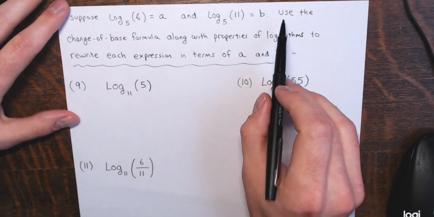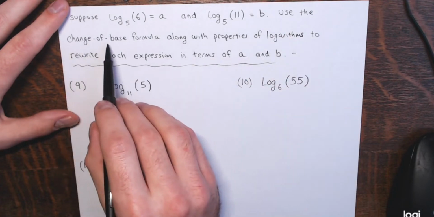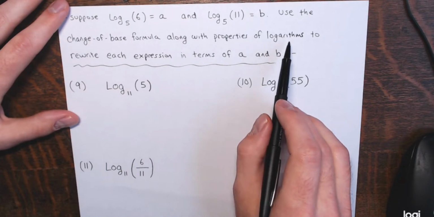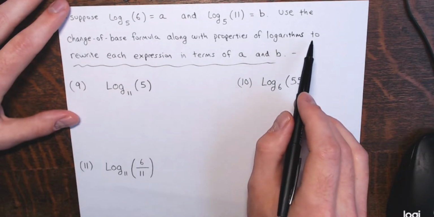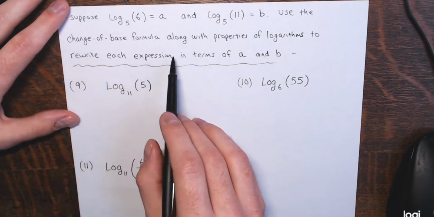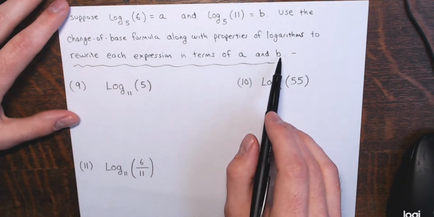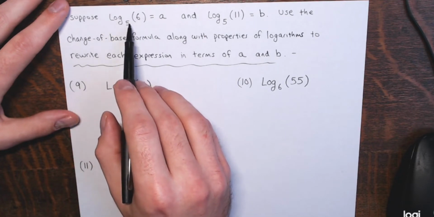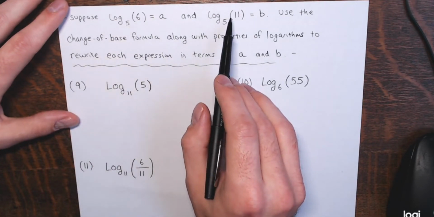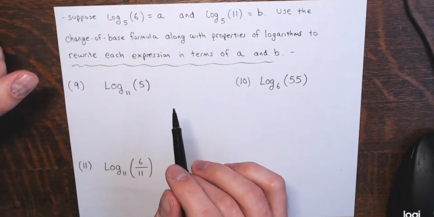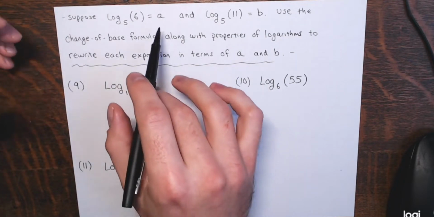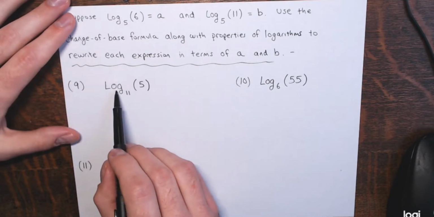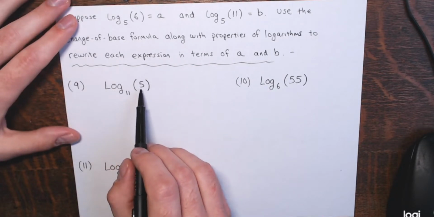So we're asked to use the change of base formula along with properties of logarithms, remember the product rule, the quotient rule, the power rule, and so on, to rewrite each expression in terms of a and b. So I want to see some log base 5 of 6 and log base 5 of 11. Right? I want to see those in my rewriting of these expressions, so then we can replace those with a and b.